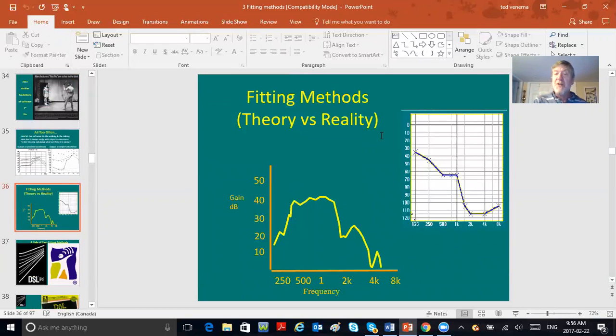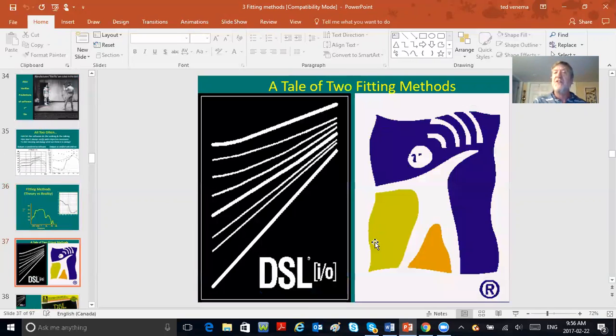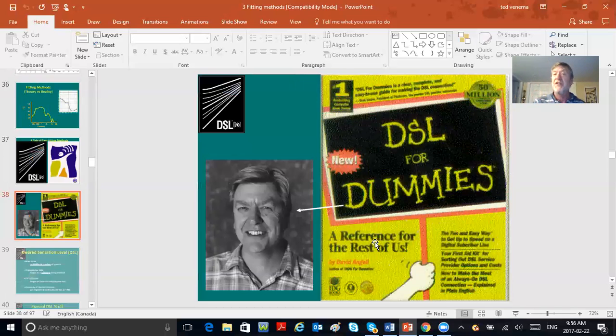So, fitting methods versus reality. Here might be a hearing loss where you may not be able to hit target at all. Nonetheless, now let's move on to where things evolved to today. Compression-based fitting methods, not linear-based anymore. Now the year is 1995. We've moved into the 90s.